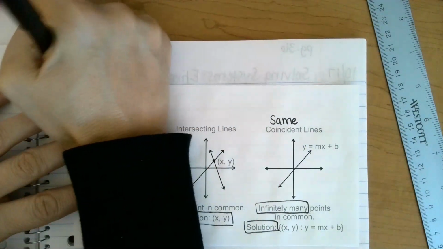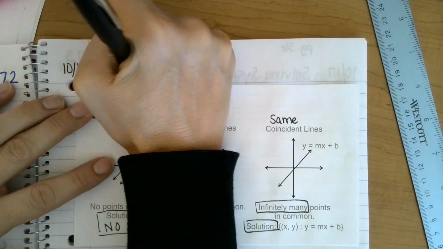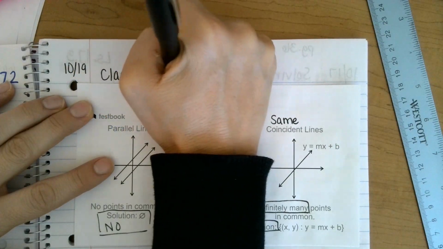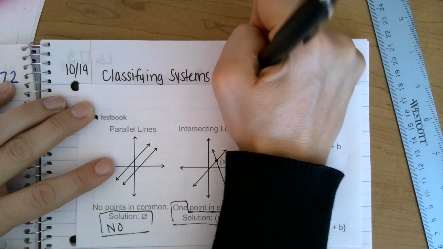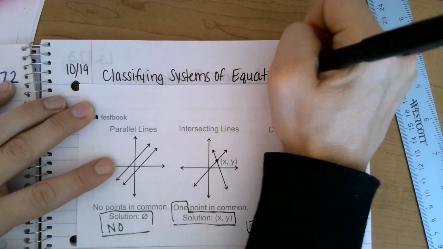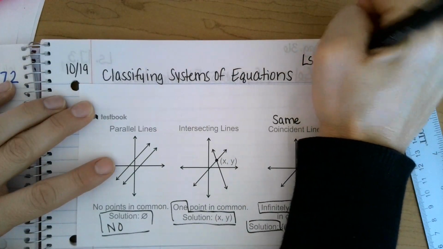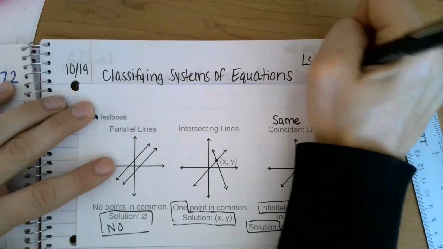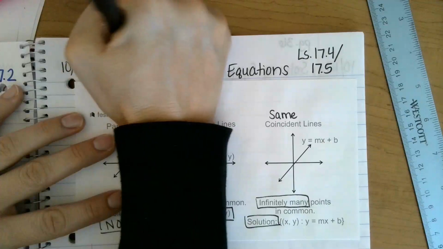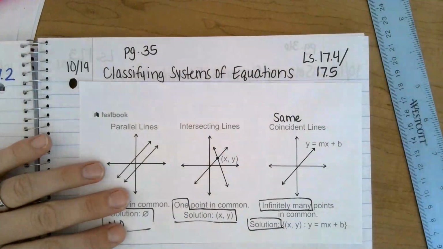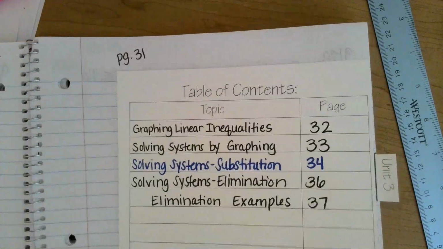Okay, today is the 19th. This one, we were classifying systems of equations. So this one is the equations one. We don't have the shaded region, we just have the line. This was from 2 lessons, 17.4 and 17.5. We combined those two. I'm on page 35. I'll show you my table of contents after we glue both of them in so you can double check that you have everything.